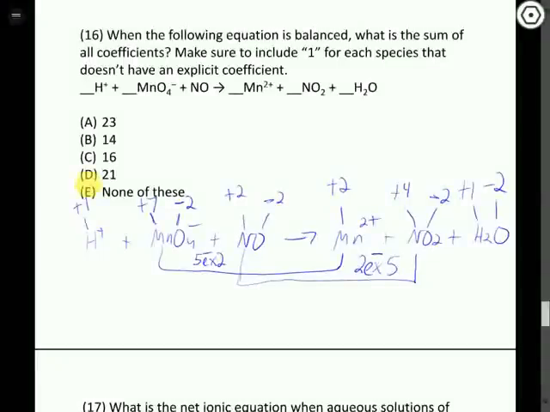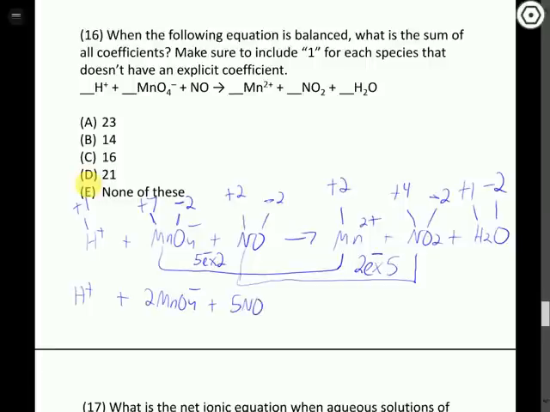We have H plus, 2 MnO4 minuses. So if 2 of those are reacting, that involves 10 electrons. We have 5 NOs. We have to multiply that coefficient by 5 to balance electrons, and we're left with 2 Mn2 plus. So all of the species that are connected by the tie lines that have a change in oxidation number between reactants and products, they get the same adjustment in their coefficient. 5 NO2s, and then water, which isn't balanced yet.